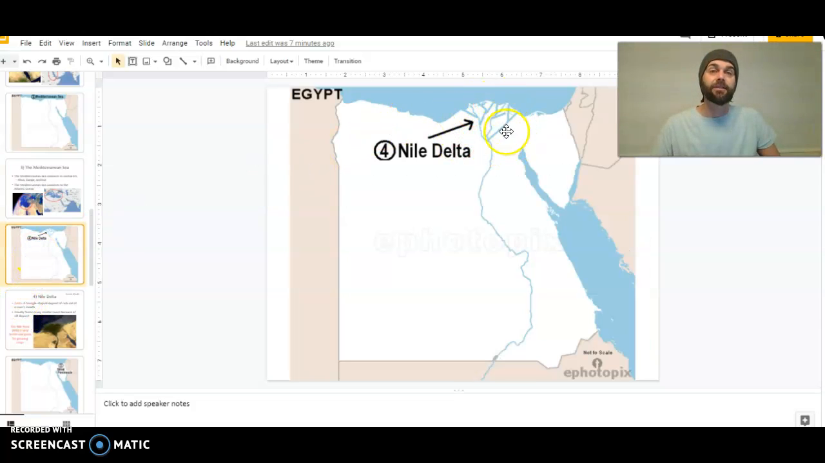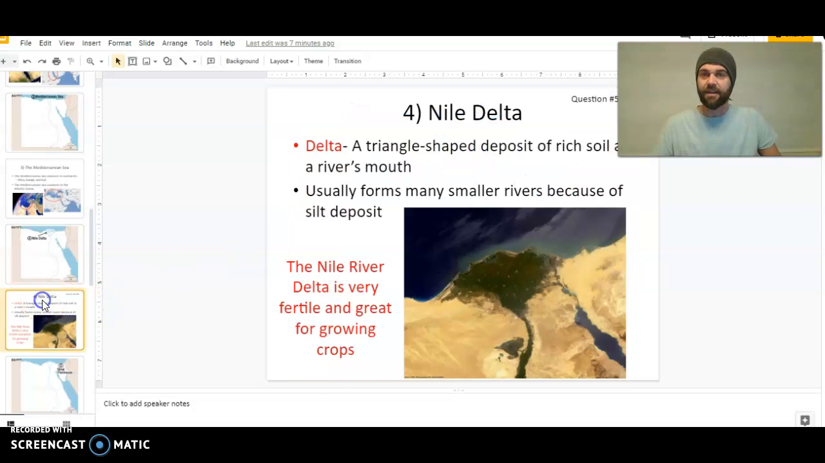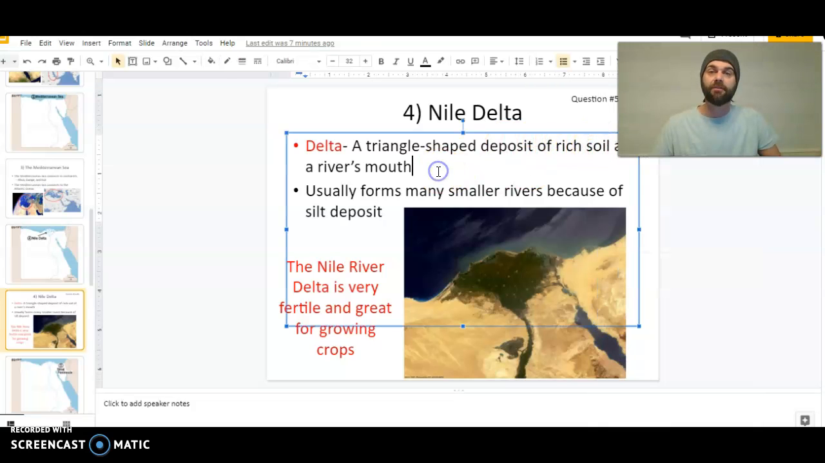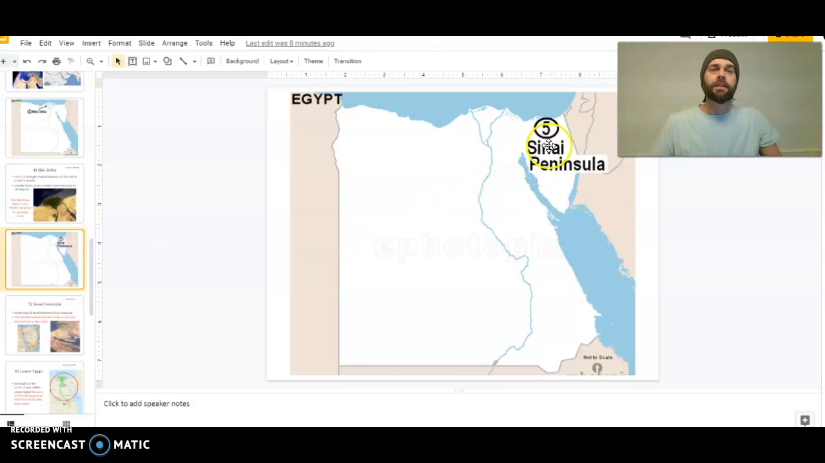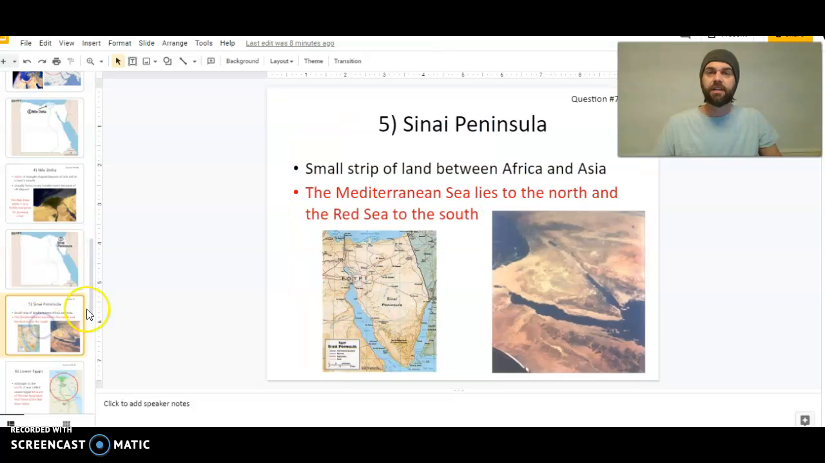This is the Nile Delta. Again, the Nile Delta is a triangle-shaped deposit of rich soil at the top of a river's mouth. Usually forms many smaller rivers because of the silt deposit. The Nile River is very fertile and great for growing crops because of this delta. The Sinai Peninsula is right here to the east of the Nile River Delta. The Sinai Peninsula is a small strip of land between Africa and Asia. The Mediterranean Sea lies to the north and the Red Sea to the south. Again, another Google image picture for you.